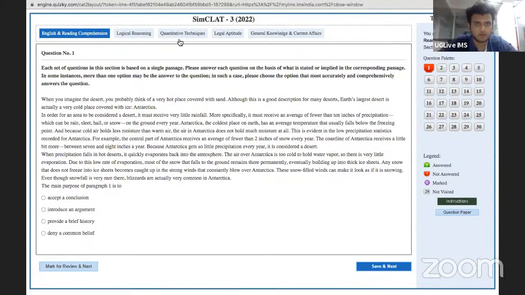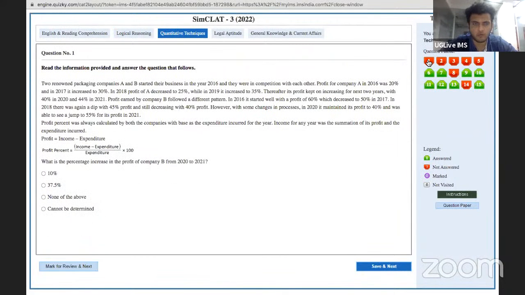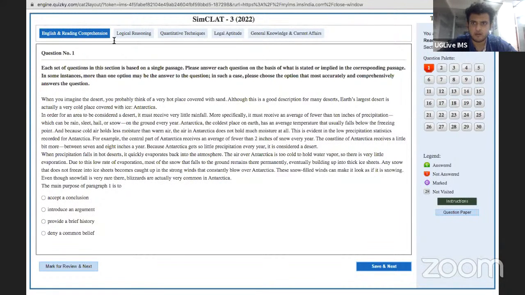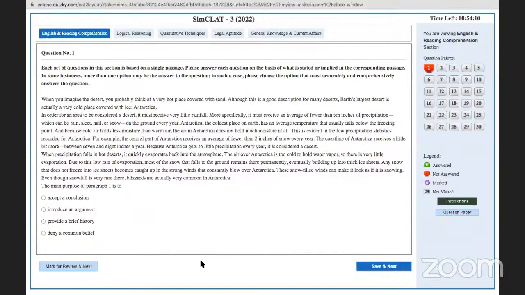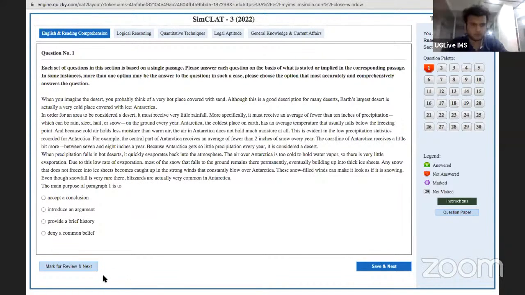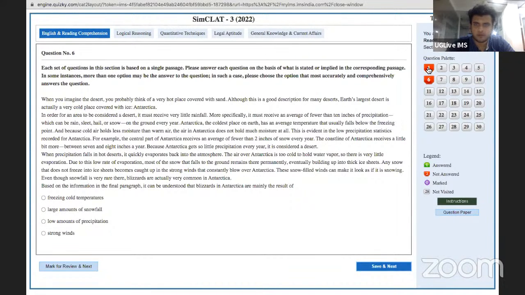Guys, I have 54 minutes. I am supposed to do this passage of quantitative technique, and I'll try and take 20 minutes each, or maybe 25 and 20 minutes each for logical reasoning and English respectively. Okay, so let's quickly gauge through the passages.